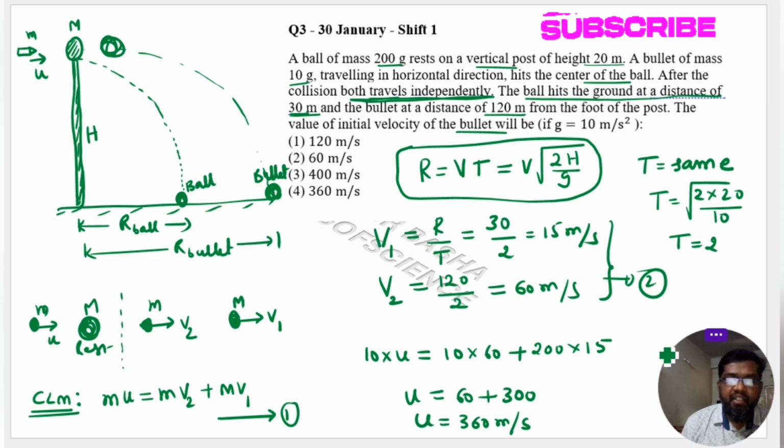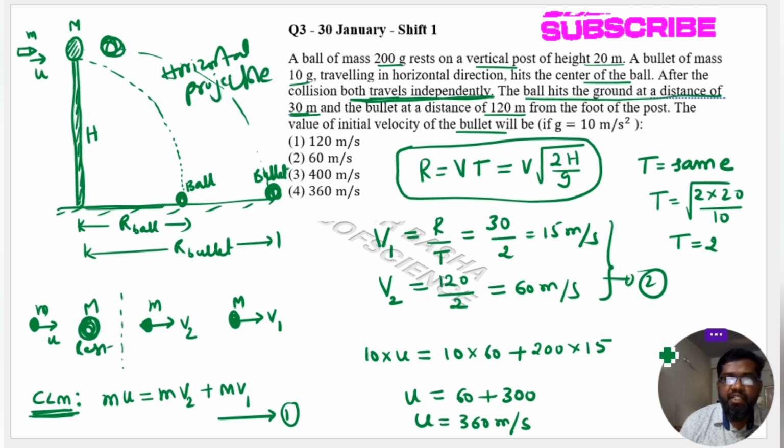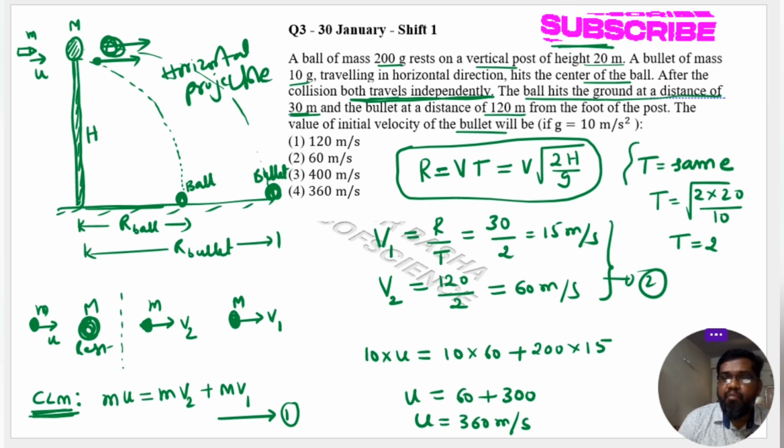In this problem you need to remember two ideas. One is the collision idea, that is, conservation of linear momentum. Another is the horizontal projectile idea. In the horizontal projectile, the range is mentioned, and the range is simply v into t, where v is the velocity with which they are moving. Once I know the velocity, I can calculate the time of flight because they have given the height of the pole. The time of flight has a direct formula and it is the same for all the objects.